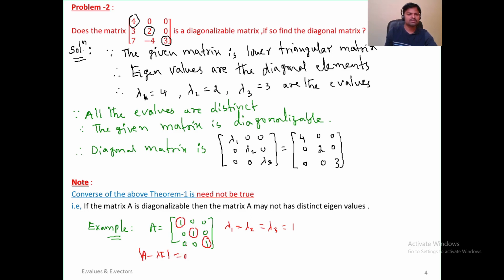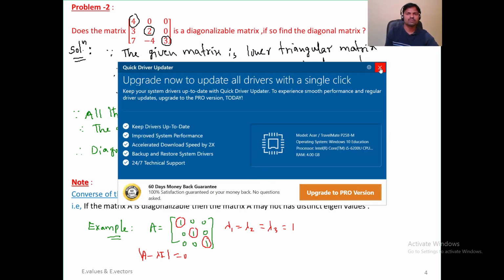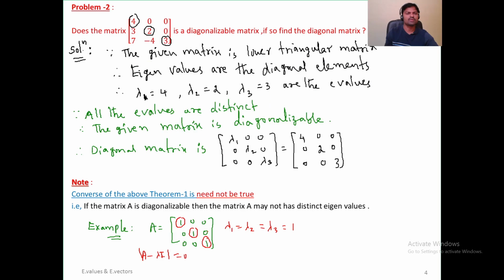All other entries are zeros. Then if you take the determinant, you will get lambda minus 1 whole cube, which means all eigenvalues are ones. That means they are repeated. But can I say that it is diagonalizable? Yes, it is diagonalizable. So this is the best example for the converse of the theorem need not be true. Next one.